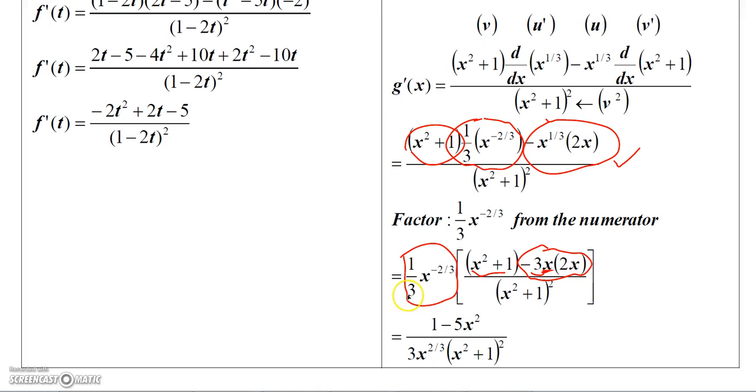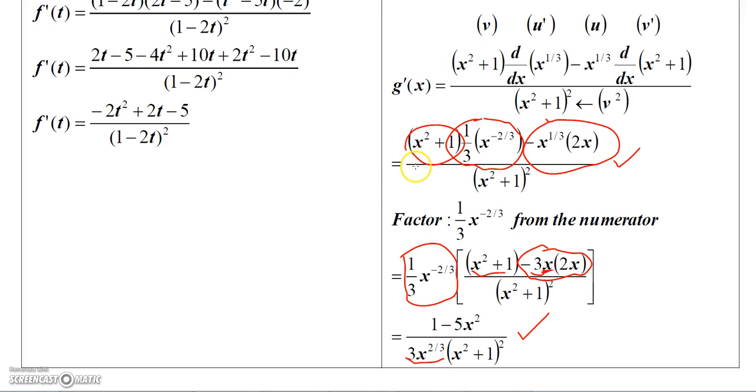And then in the denominator, I'm going to have the 3. The 3 is going to be down there. And then the x to the negative 2/3, I can move it to the denominator if I change it to positive 2/3. And then I already had the x squared plus 1 quantity squared in there. Now again, the reason we might want to write it this way is so that we could set it equal to 0 and find the values that make the derivative equal 0.